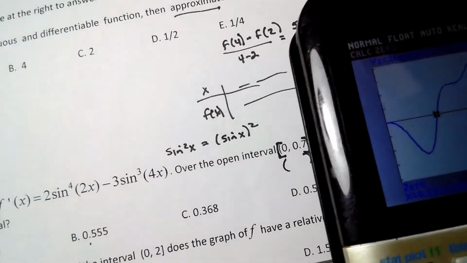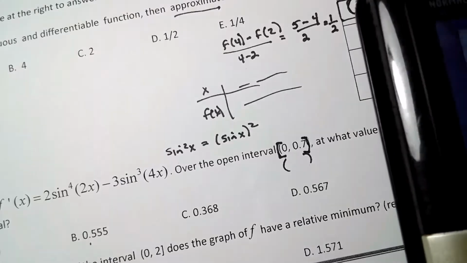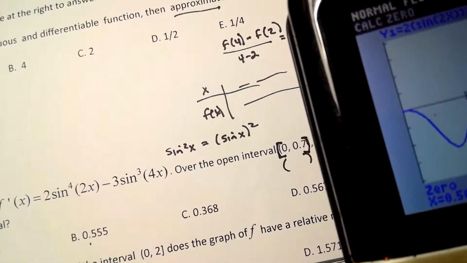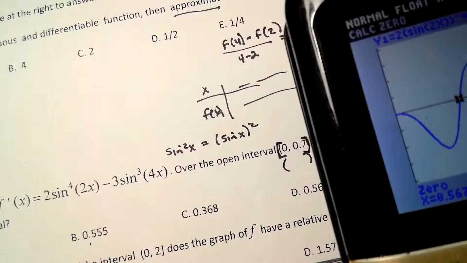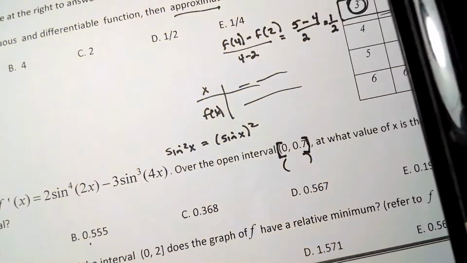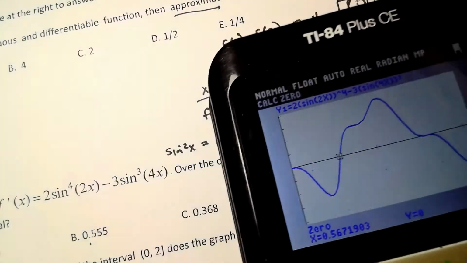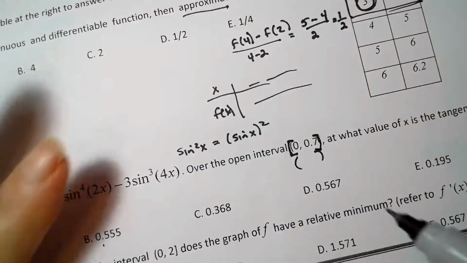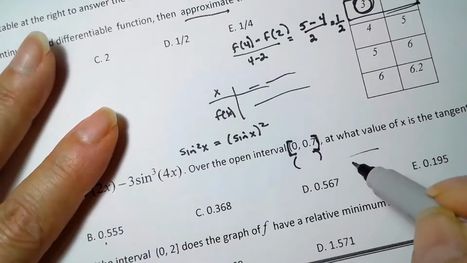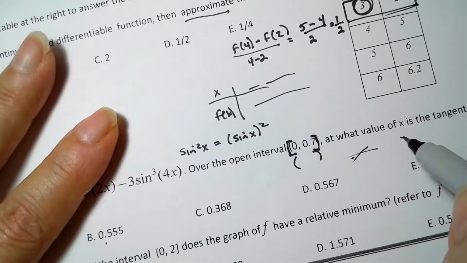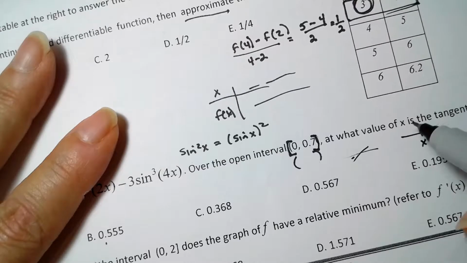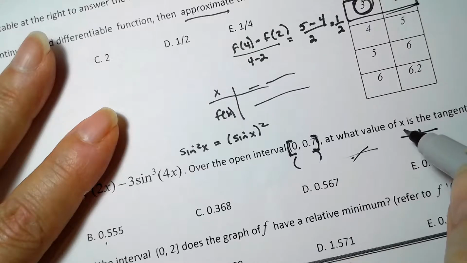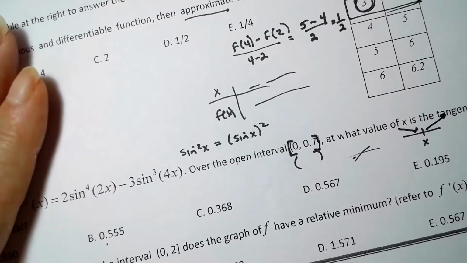Does the graph of f have a relative minimum? So it looks like, again, it's at 0.567. I don't know if that's right. I'm going to think about this one for a minute, but we know that the relative minimum occurs, if we're looking at the graph of f prime, when f prime goes from negative to positive, right? So here's our x value. If the derivative's negative, then that means the function's decreasing, and if the derivative's positive on the other side, it means the function's increasing, so we're going to have a relative minimum.